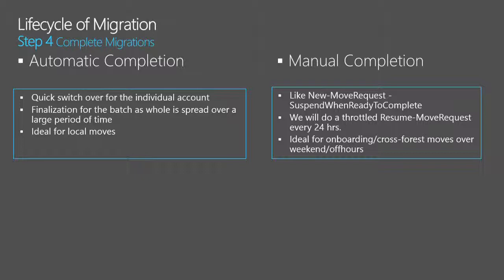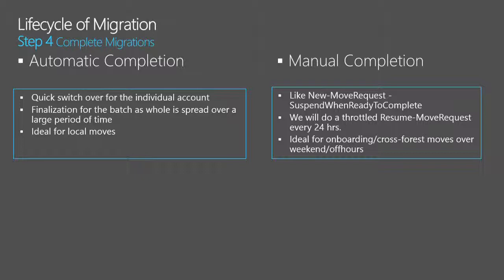In the completion phase, we have 2: the automatic completion, and then the manual completion. An automatic completion is when you kick off the batch, it automatically completes after initial sync. So it does an initial sync, and then it does something called incremental sync, where we do a delta sync. We copy the delta data over, and then we finalize.